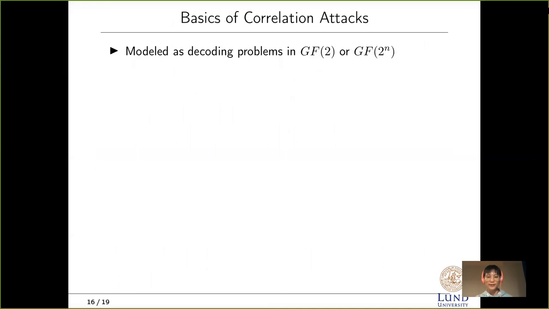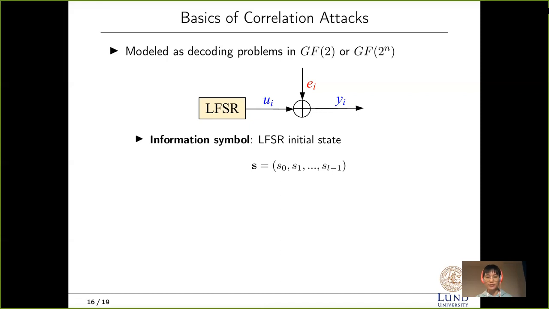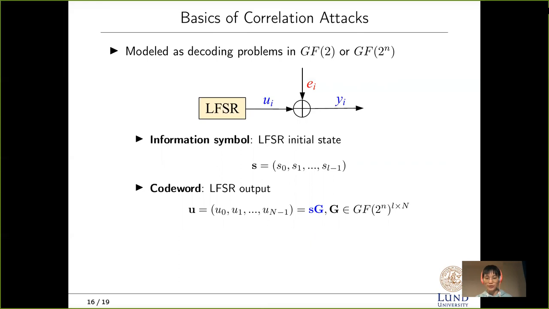We also give a correlation attack. A correlation attack is usually modeled as a decoding problem in the binary field or binary extension field. The picture shows the model. So the initial state S with length L is regarded as the information symbol, while the output U with a much longer length N is regarded as a code word. Here we would like to mention that every element U_i of U might not be the exact output of the cipher, but could be some linear combinations of the states. The code word U can be generated by the multiplication of the information symbol S with a generator matrix G.